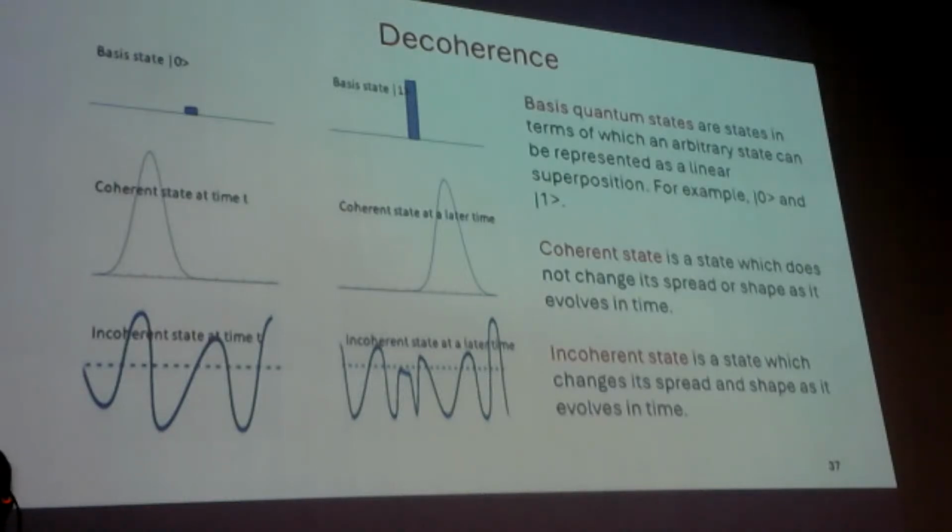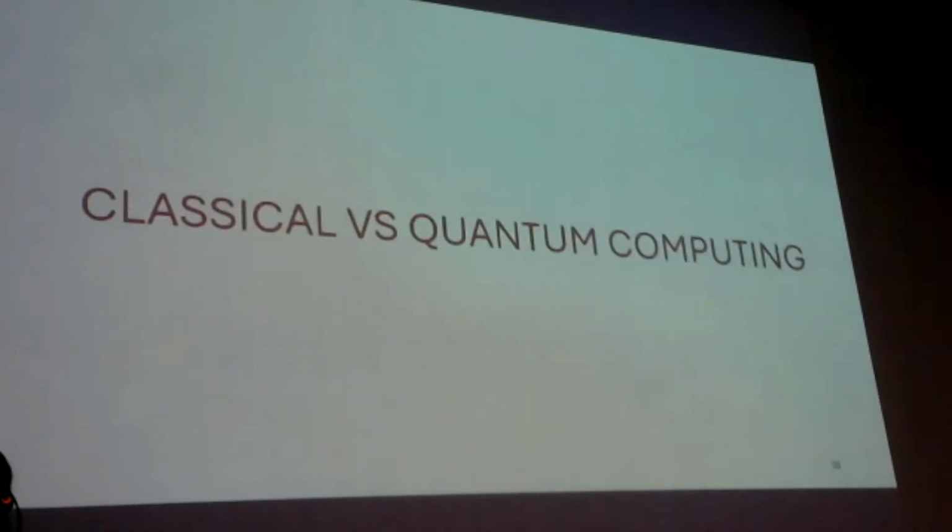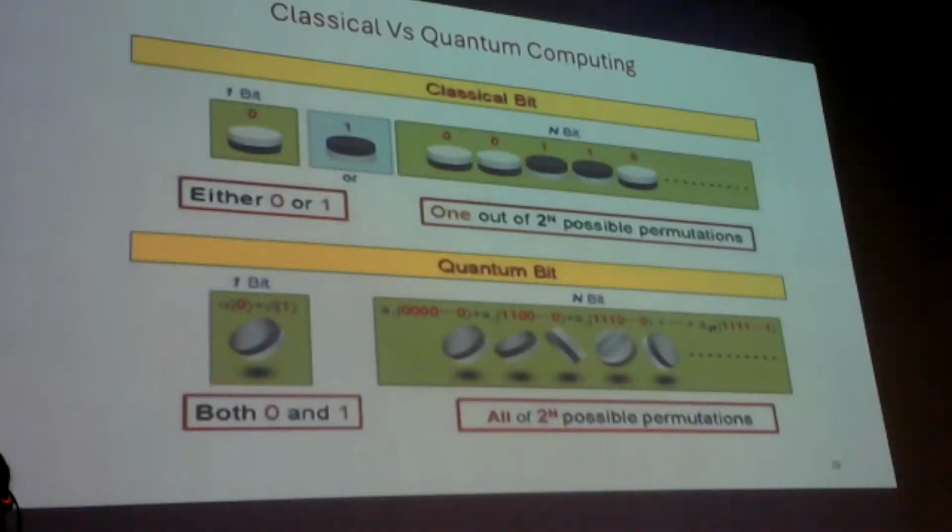Now you can understand that in terms of basis quantum state 0 and 1, if it is coherent, how it is, and if it is incoherent, how it is. The diagram here is self-explanatory. Now, we completed the quantum mechanics principles, the foundational principles. Quickly, we'll just compare classical versus quantum. So, this itself will show you everything.